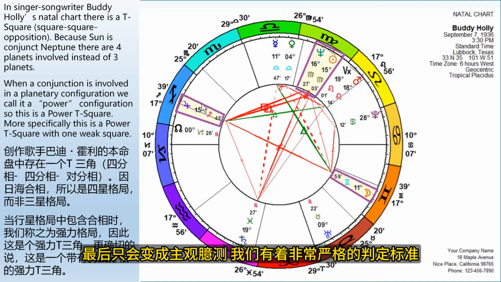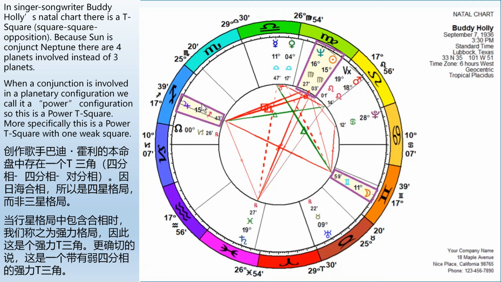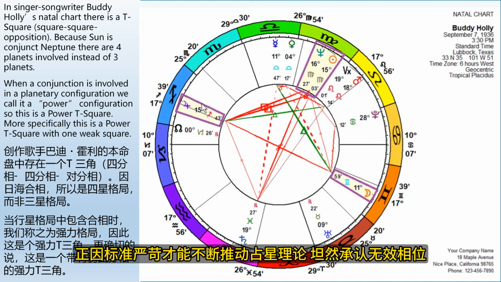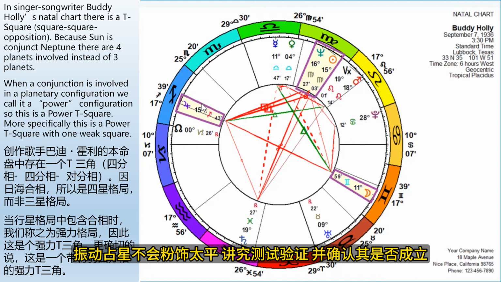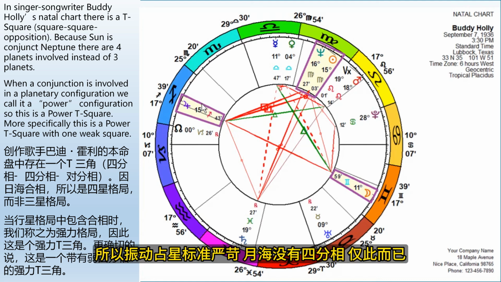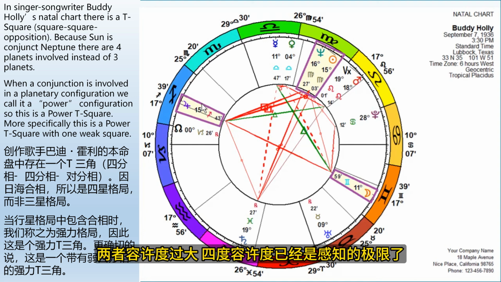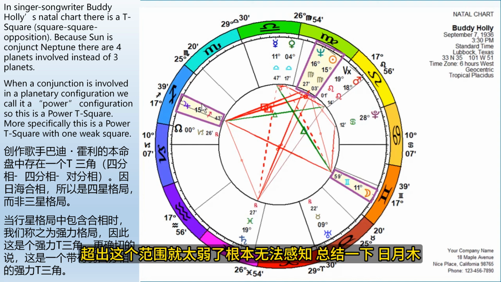We have pretty strict criteria, and that strict criteria is why we've been able to advance, because we admit that things don't work. We admit that things are out of orb. We don't smooth it over in VA. We want to test and see if it really works. So using VA, it's strict. Moon is not square Neptune, period. The orb is so weak that that 4-degree orb is going to catch anything. It's just too weak to really sense it.